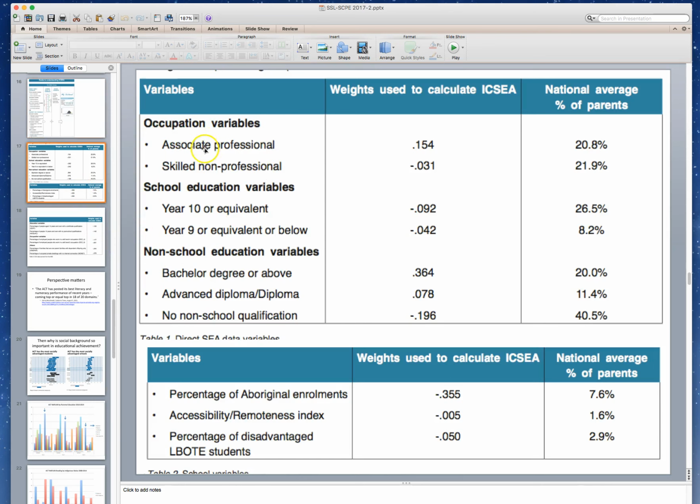So we know that professional parents have a higher impact on their children's educational outcomes. People with less school education have a lower impact. Indigenous status has a correlation with poorer educational achievement. Rurality has a small relationship, and disadvantaged language background also has a relationship.